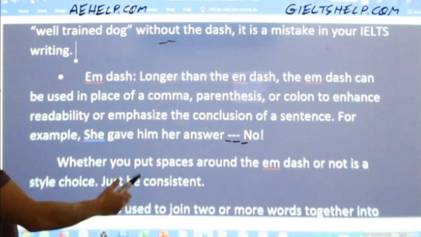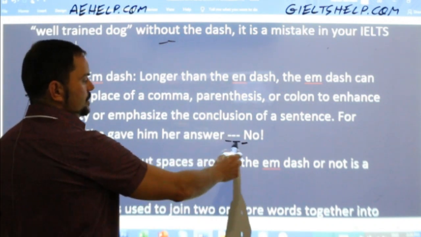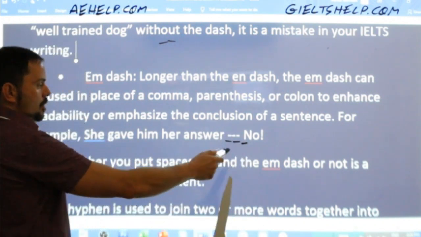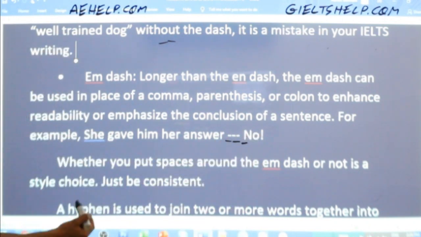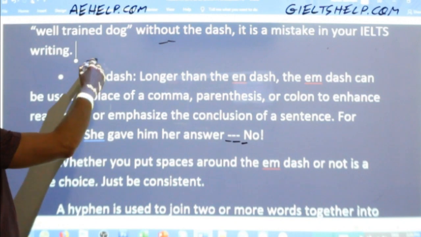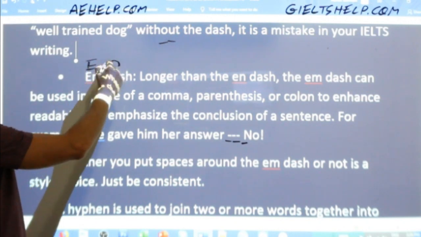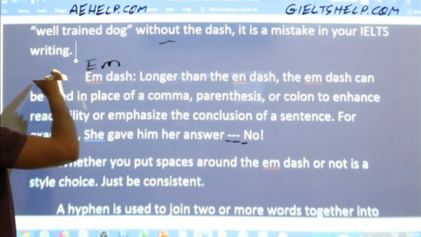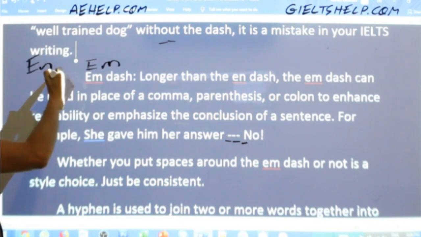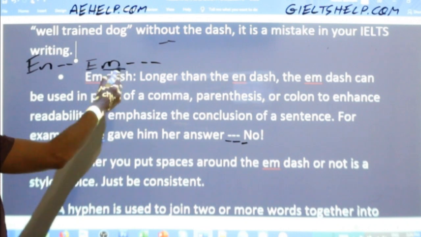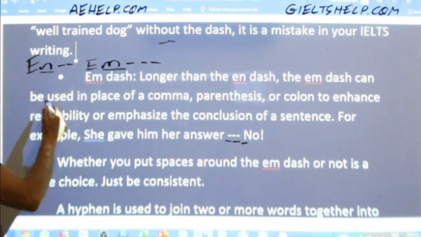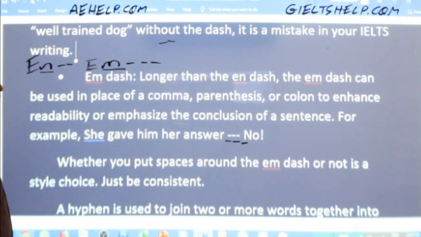So here we use the 3 lines. It creates a long pause, again, suspense: no. And the easy way to remember them is the M is a double N. So think about it like 2 N's. The N dash is double, the M is triple. So the M here is twice that N. So it's an extra hyphen.